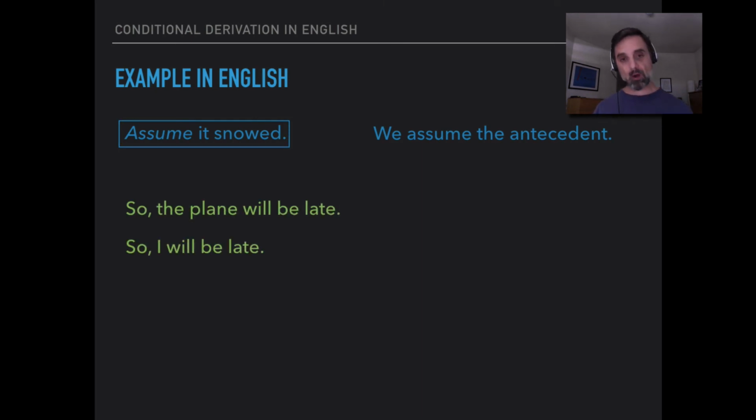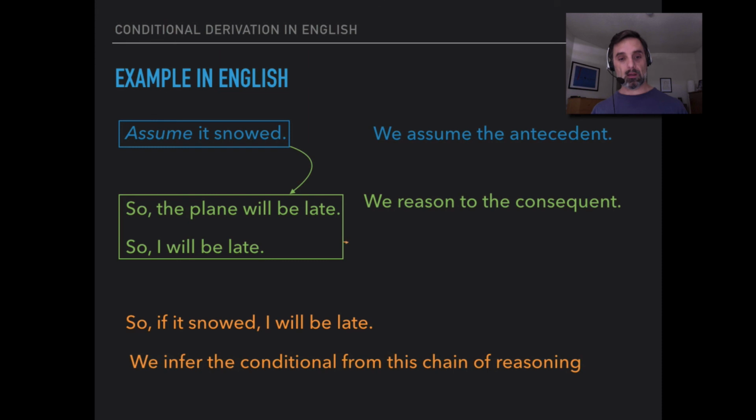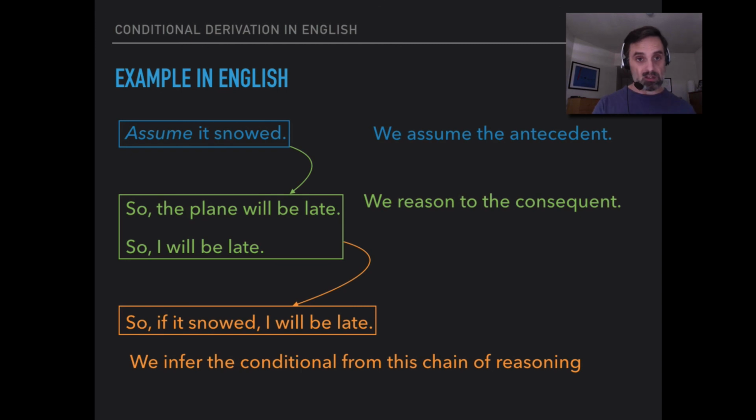Then we do our familiar modus ponens reasoning. This is old hat. We've done this before. No problem. We're just reasoning. But where do we get to? We don't get to the conclusion, which is if it snowed, I will be late. We haven't reached that conditional. We just have the consequent of that conditional, I will be late. But then what we say is, look, I can go to if it snowed, I will be late, because I can infer the conditional from the chain of reasoning. I was able to reason from it snowed to I will be late, and because I was able to do that, I can infer the conditional. If it snowed, I will be late.